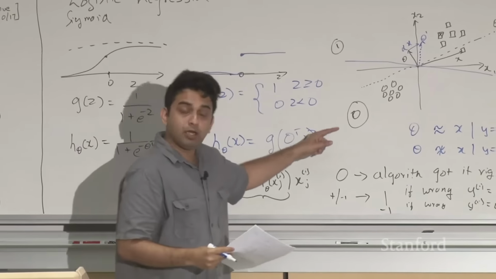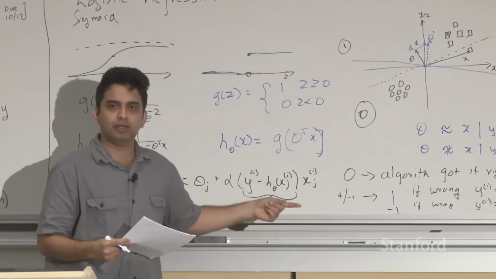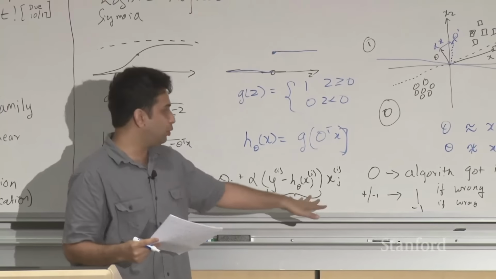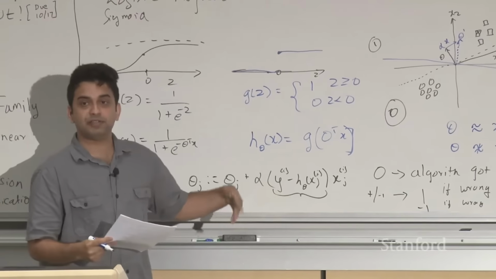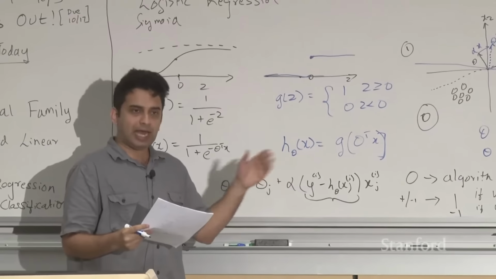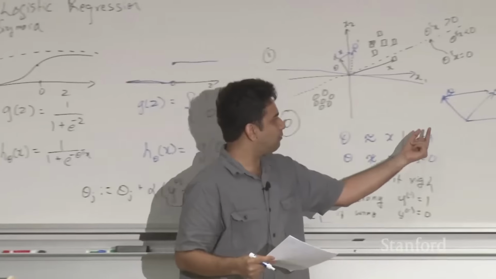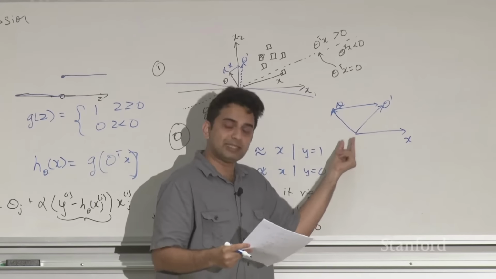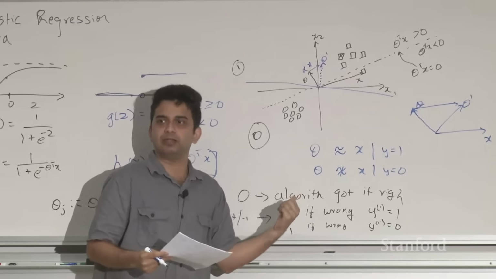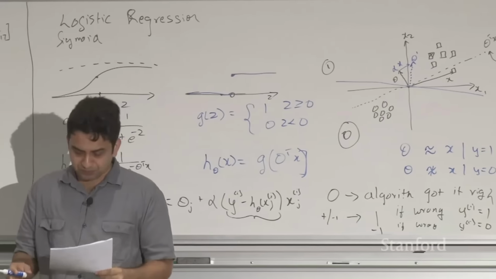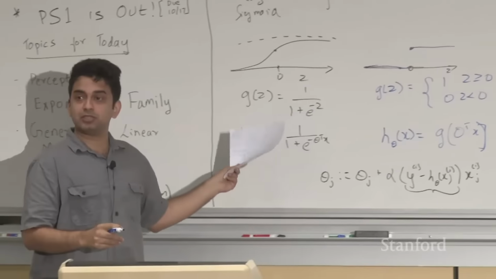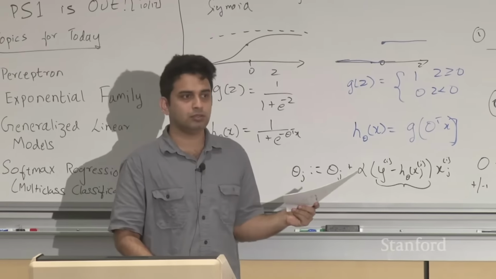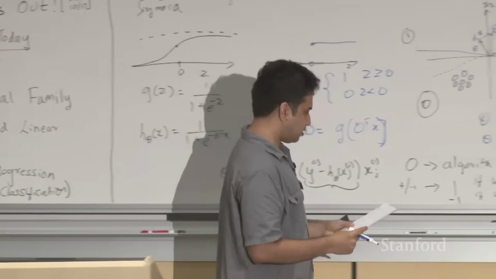You go example by example in an online manner, and if the example is already classified correctly, you do nothing. You get a 0 over here. If it is misclassified, you either add the vector itself, the example itself, to your theta, or you subtract it, depending on the class of the vector. That's about it. Any questions about the perceptron? Cool. So let's move on to the next topic.